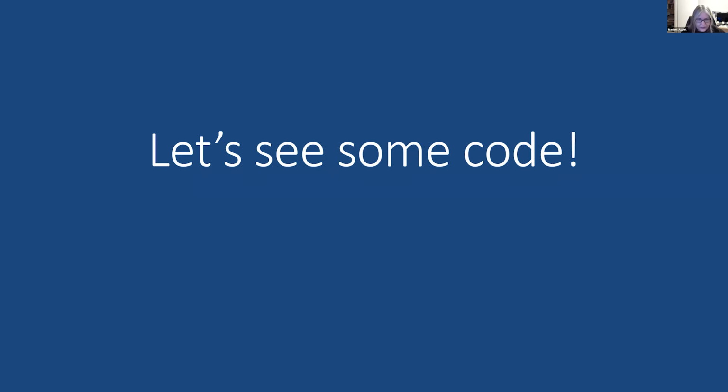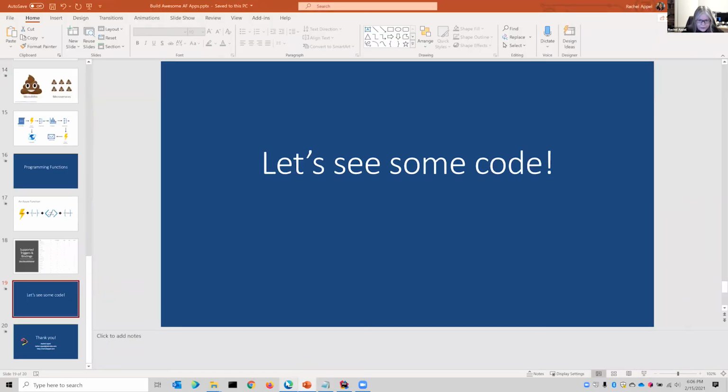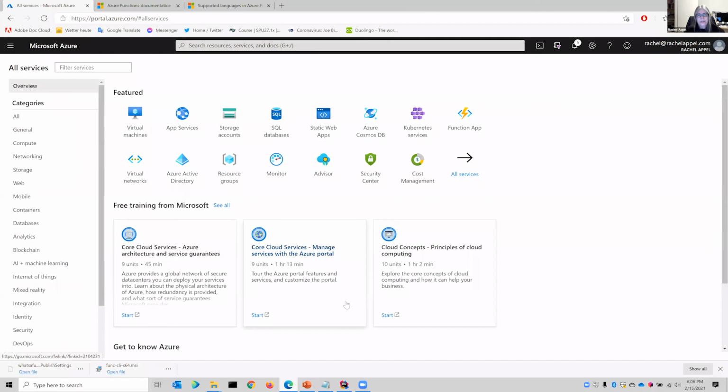So let's take a look at some code here. I'm going to show two ways to do this with the code. One is I'm going to go into the portal so we can see the mechanics of how it works. And then I'm going to show you in Rider. So it doesn't matter what editor or IDE you use.